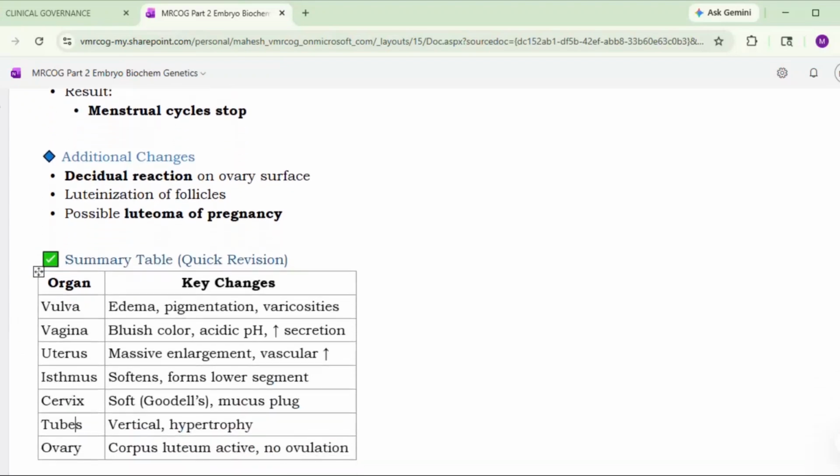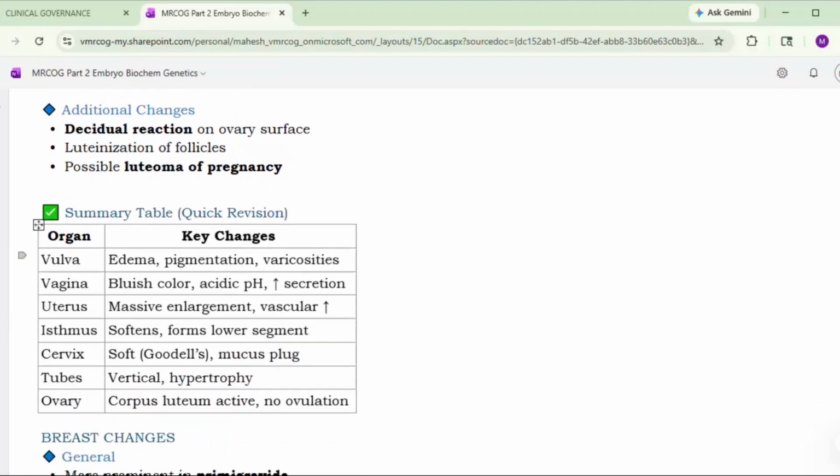Okay. So just in the summary, what are the changes in the external and internal genital organs? Vulva will become edematous, pigmented, varicosities will be present. Vagina will be bluish in color, acidic pH and increased secretions. Uterus, there is a massive enlargement and increased vascularity. Isthmus will soften and forms the lower uterine segment. Then cervix becomes soft and it shows the Goodell sign.